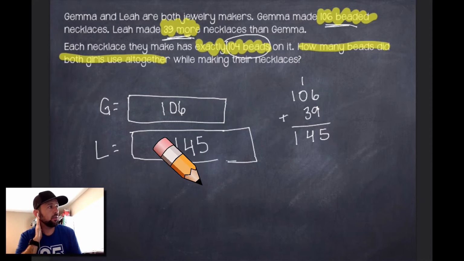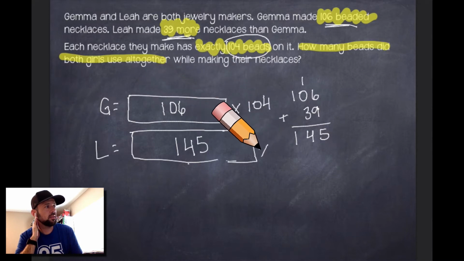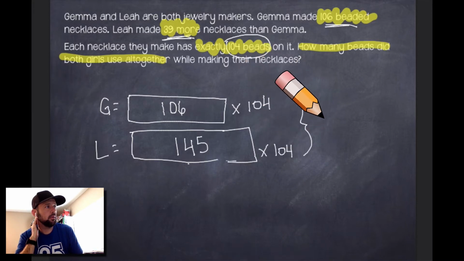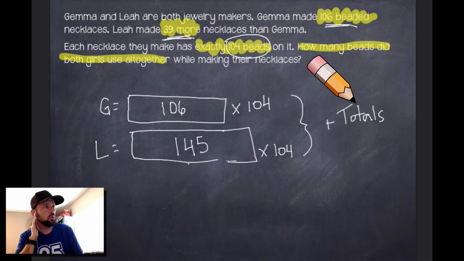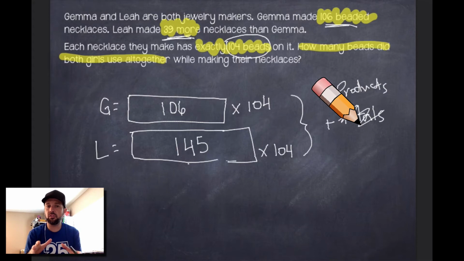So I could figure out how many beads Gemma used by multiplying her 106 necklaces by 104, because that would tell me how many beads she used. Then I could do the same thing for Leah, and that would tell me how many beads she used. Then I could take those two totals, those two products, and add them up together to get a total amount of beads, okay? So that's one strategy we can use.